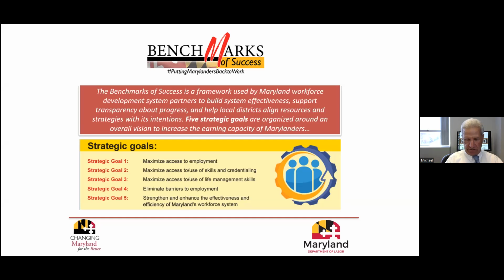The five benchmark goals are to increase the earning capability of Maryland workforce system customers by maximizing their access to employment, skills and credentialing, and life management skills; eliminating barriers to employment; and strengthening and enhancing the effectiveness and efficiency of Maryland's workforce system. Next slide, please.